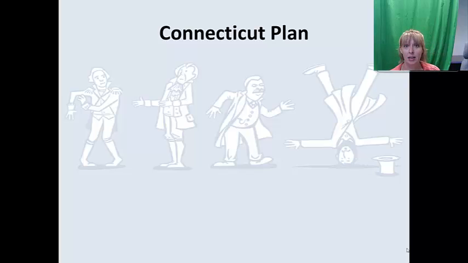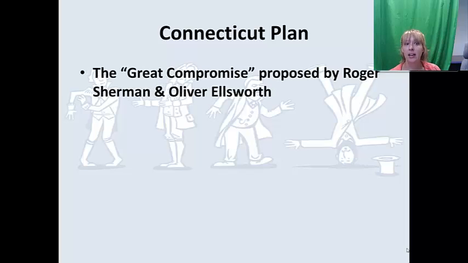Step in the Connecticut plan, also sometimes known as the Great Compromise. This is composed by two of the members of the Continental Congress. It's not necessarily being called the Continental Congress right now, just note that. Roger Sherman and Oliver Ellsworth write the Great Compromise.